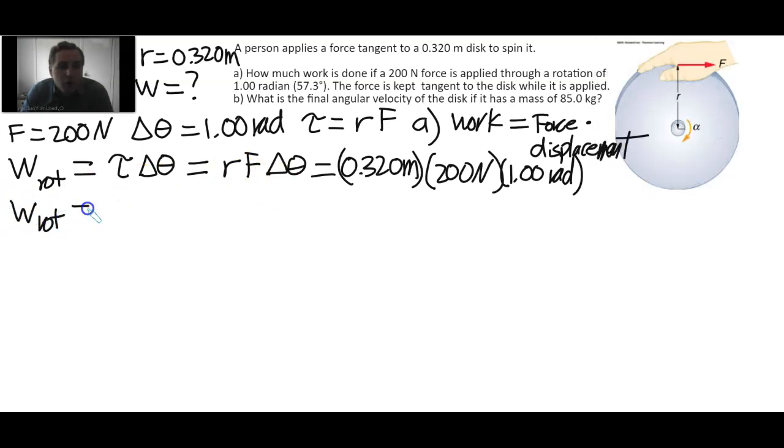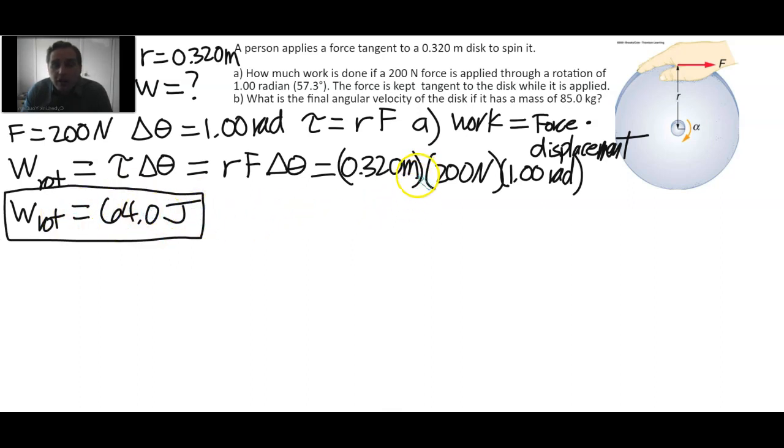So the rotational work is equal to 64.0, and that's not newtons, but joules, because this is rotational energy. Notice that meters times newtons is Newton meters for torque, but radians are unitless, and given that it's energy, we convolve the newtons and meters together to have the units of joules. So that solves part A.